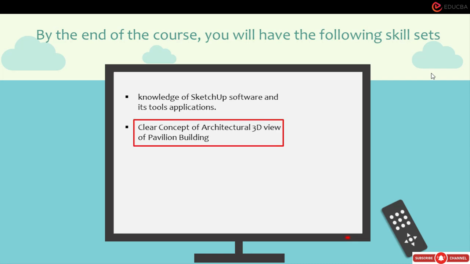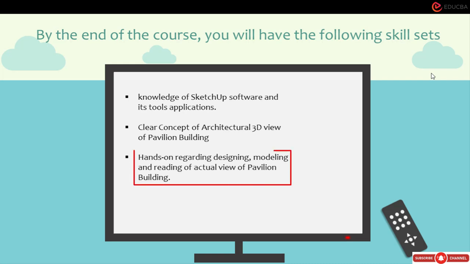Clear concept of architectural 3D view of pavilion building. You will find a clear concept of what a pavilion looks like. If we have an idea in our mind that we need to draw the pavilion, we can design it in 3D view, and that is possible in SketchUp. SketchUp is a very important software to clarify the thoughts of the 3D view of any building. So if we have a pavilion project, we can show how the pavilion looks in a 3D view.